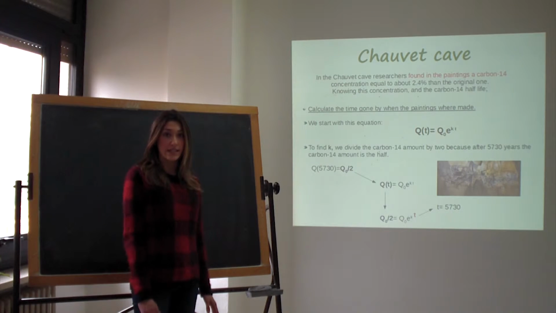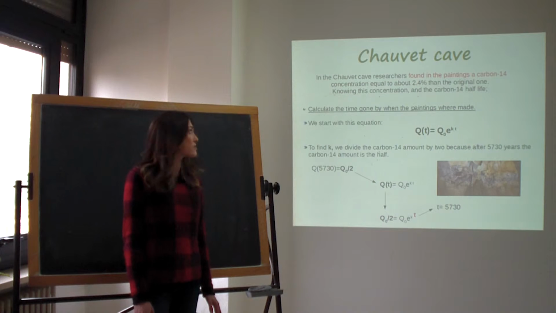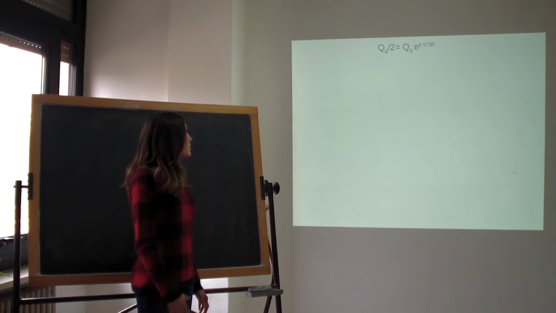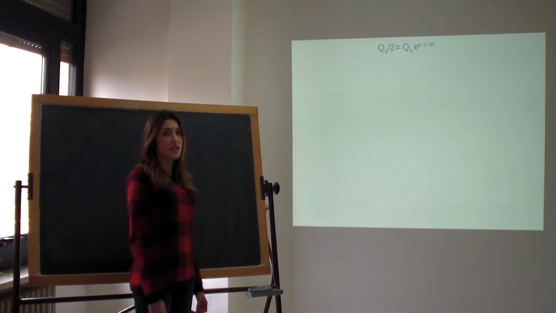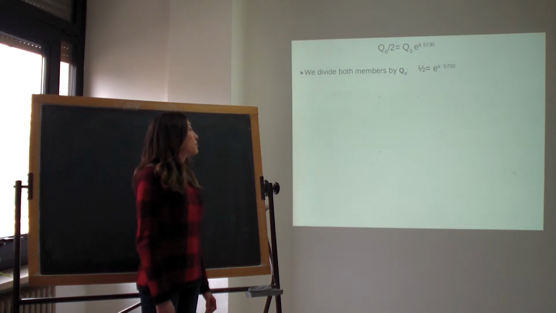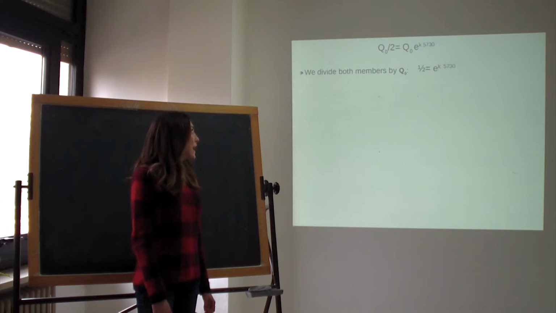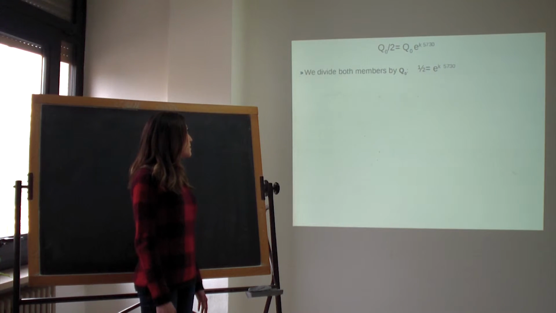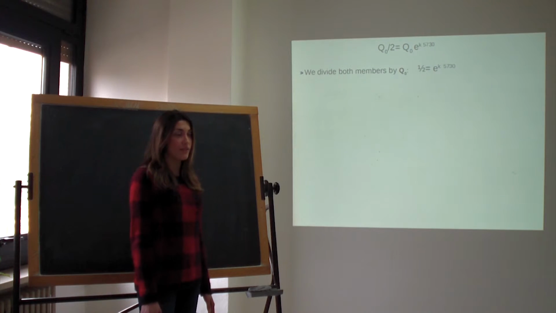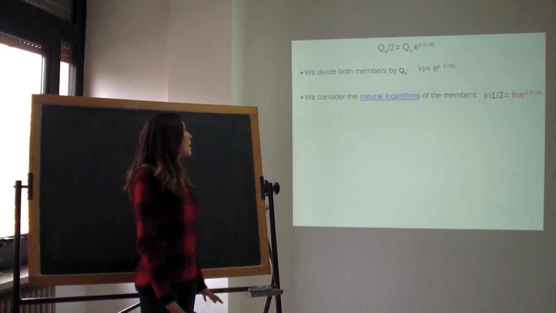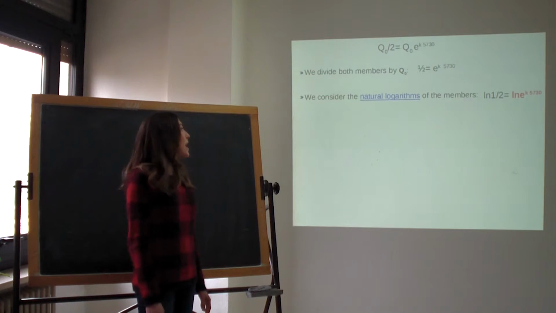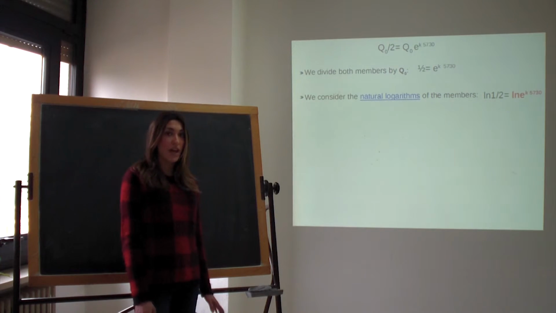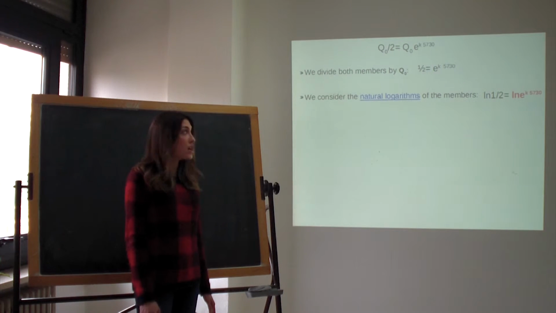And we know that the time is 5,730 years, so we can rewrite the formula as Q0 divided by 2 equals Q0 times e to k times 5,730. So we divide both members by Q0, and we know that 1/2 is equal to e to k times 5,730. So now we consider the natural logarithm of both members, and we know that the natural logarithm of 1/2 is equal to the natural logarithm of e to k times 5,730.